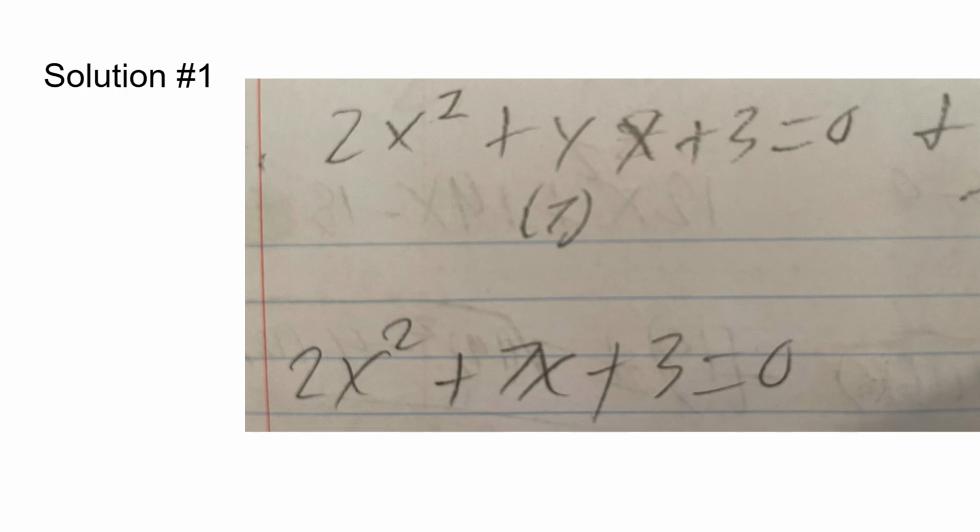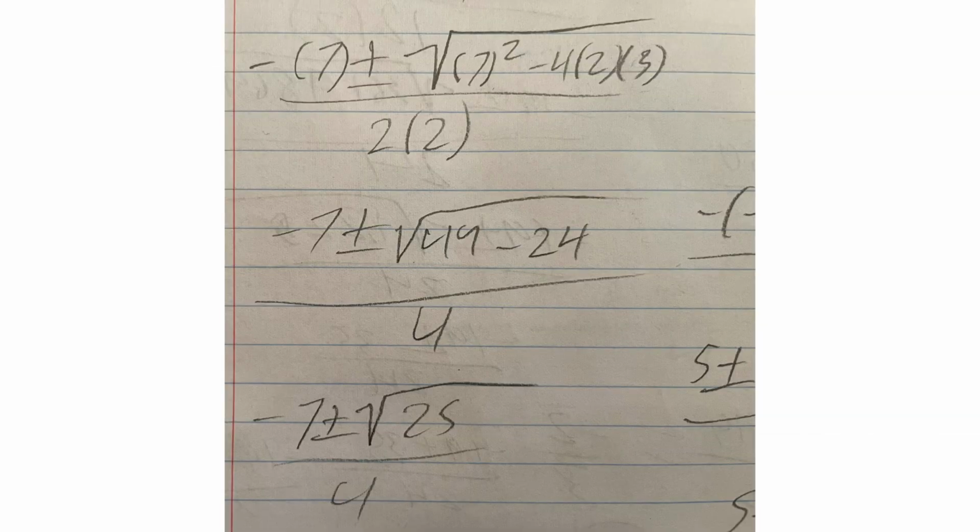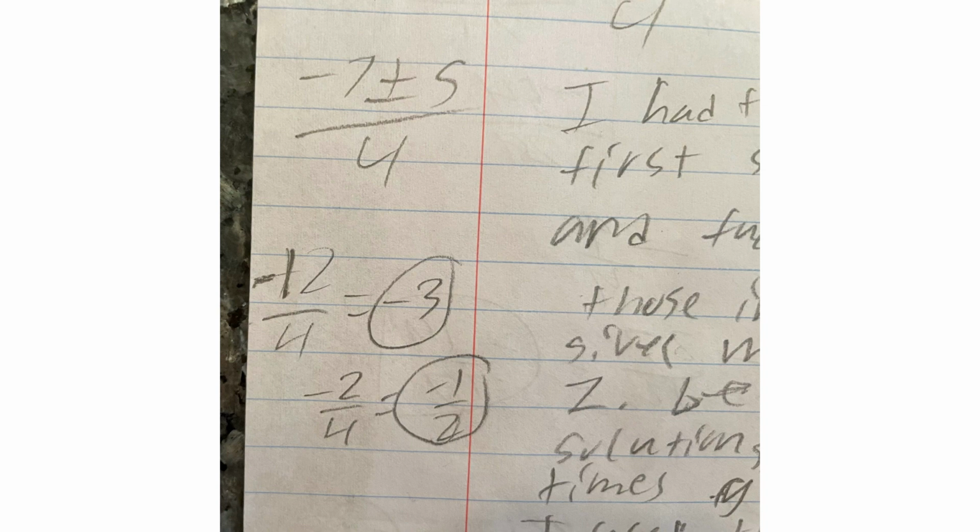So that becomes 2x squared plus 7x plus 3 equals 0. And that gives us the parabola. So we use the quadratic formula to solve through to get -7 plus minus the square root of 25 over 4. Obviously, the square root of 25 is 5, so it becomes -7 plus minus 5 over 4, which solves out to be -12 over 4, or -3, and -2 over 4, which solves out to be -1/2.